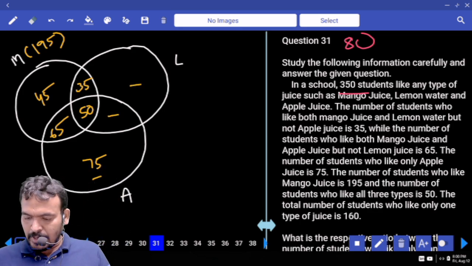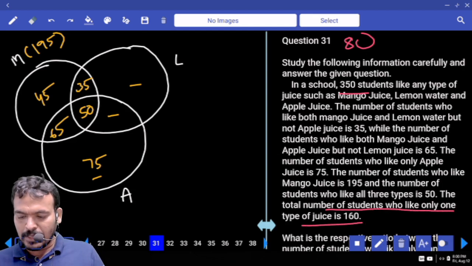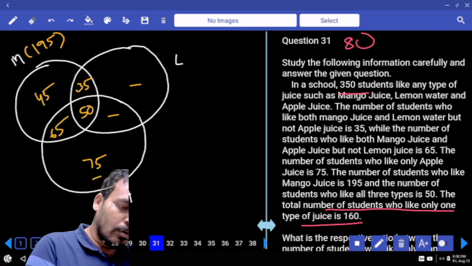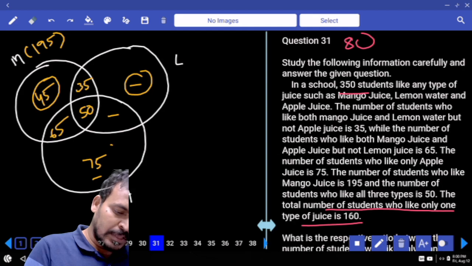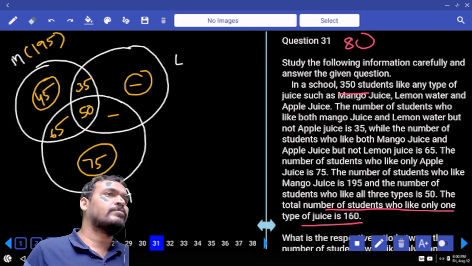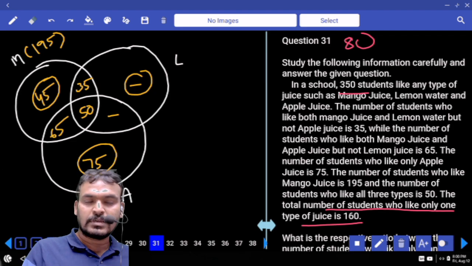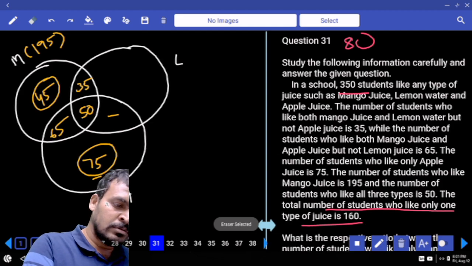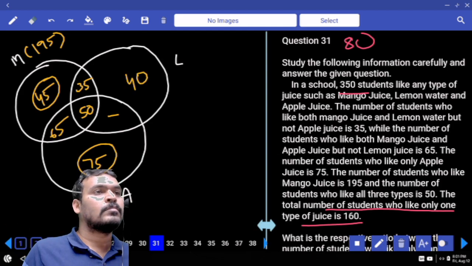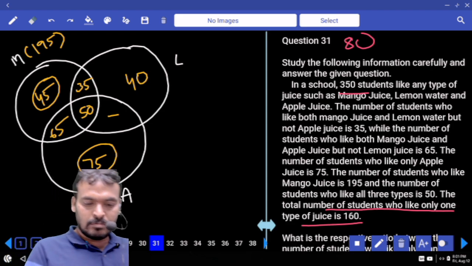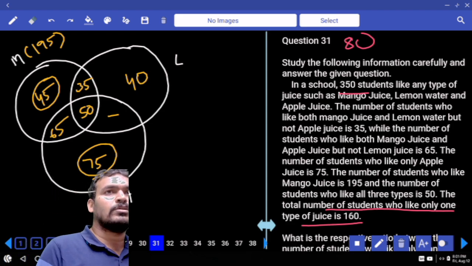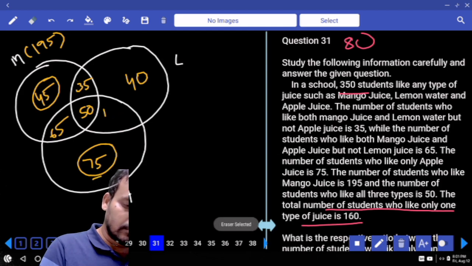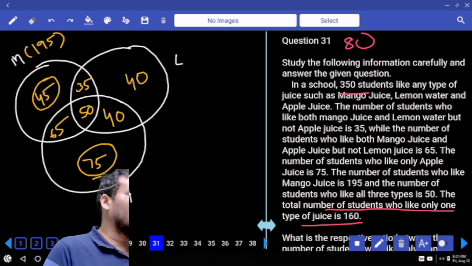And the total number of students who like only one type of juice is 160. Only one type of juice means only mango, only lemon, plus only apple. 45 plus 75, 120. Out of 160, 120 is complete, so the remaining value is 40. Already we know the remaining two values sum to 80, and one of them is 40, so the other is also 40. Total data is all clear.